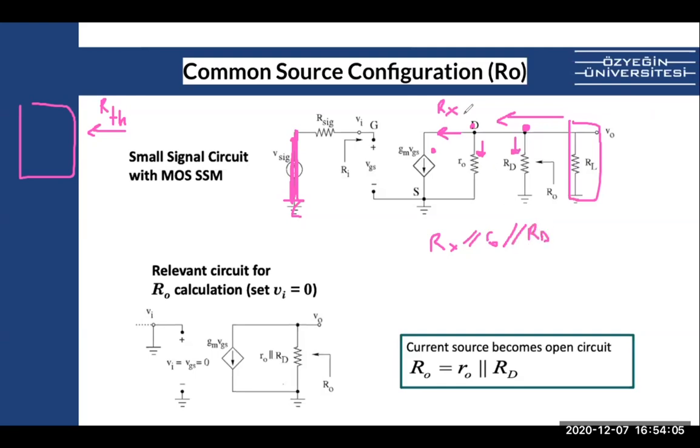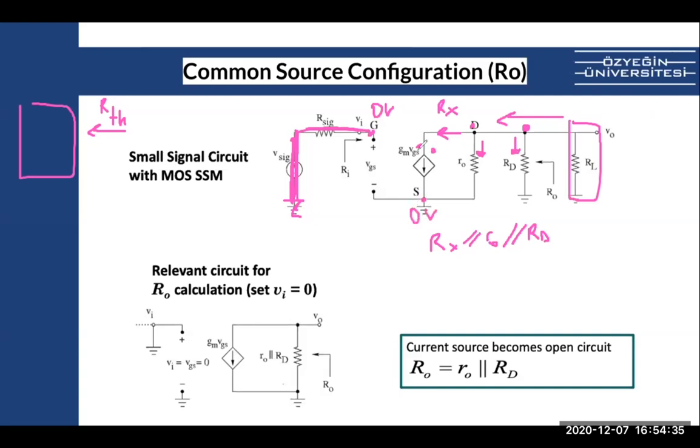And now let's find Rx. To solve Rx, we need to find what is this current. To solve this current, we need to know what is GS. Well, the gate, this is grounded already. So there is no current. This is open. This is ground. There won't be any current here. Well, the gate will be 0 volts. Well, the source is 0 volts. That means VGS is 0 volts.